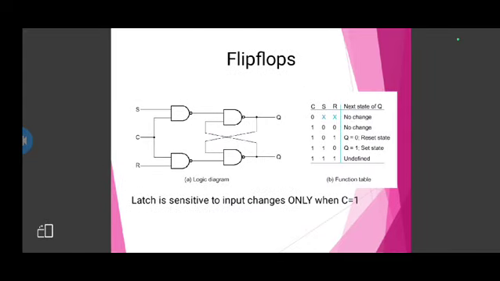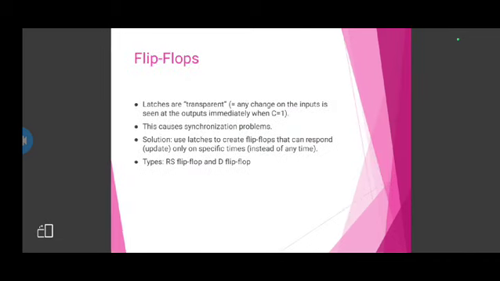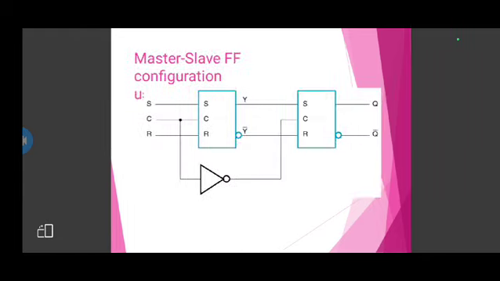So in these flip-flops, 0 0 is allowed and 1 1 is disallowed. When there is 0 0, there is no change, and when Q equals 0, it is a reset state, and Q equals 1 is a set state, and otherwise it is undefined. These latches are transparent, and the inputs can be seen in the outputs immediately. This causes synchronization problems, so we use the latches to create flip-flops that respond only at specific times. These are the types: SR flip-flop and D flip-flop.